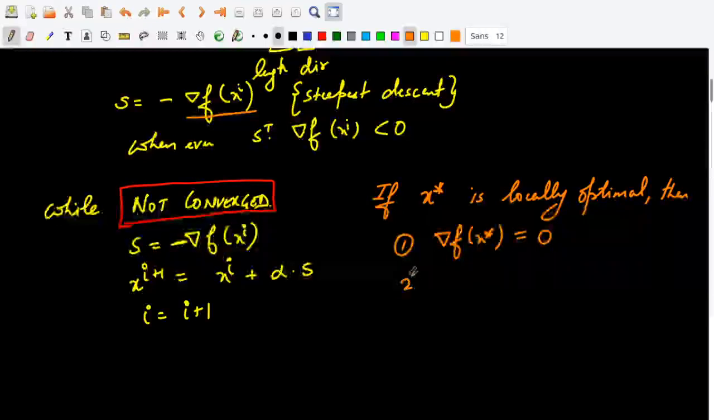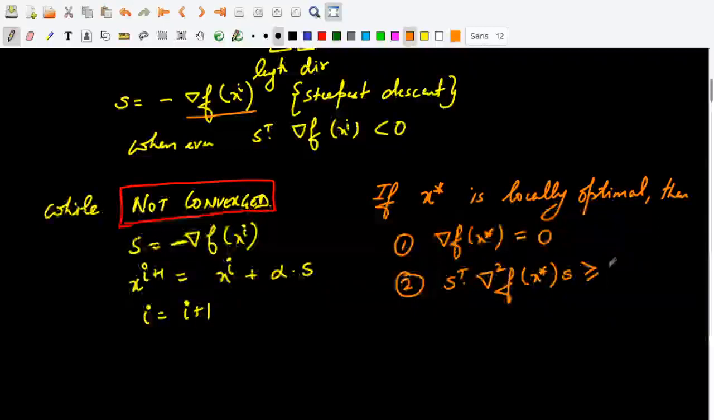Second is the property of curvature. S transpose the Hessian of f at x star times S must be greater than or equal to 0, for every S. So here we are talking about a local minimum.